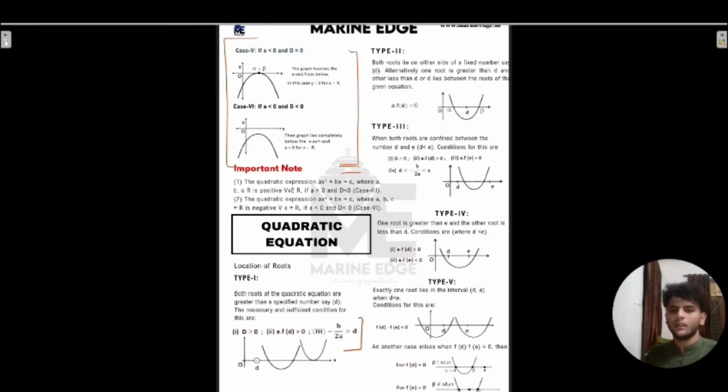Okay, type 3, when both the roots are confined between the numbers d and e, that is, d is lesser than e. Conditions for this are D greater than or equal to 0, a dot f(d) greater than 0, a dot f(e) greater than 0, and d lesser than minus b by 2a lesser than or equal to e. Yes, so this is the third type. The type 4, one root is greater than e and the other root is lesser than d.